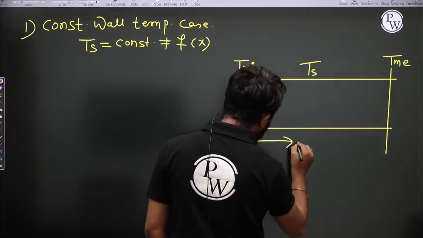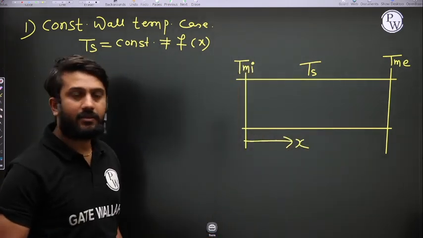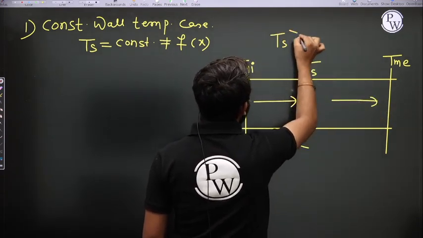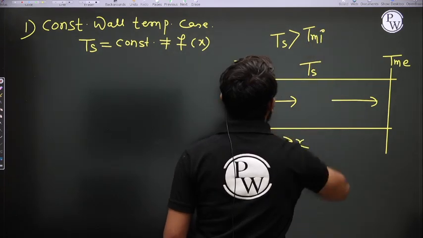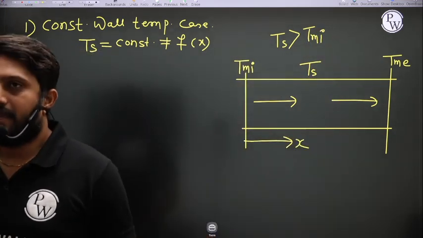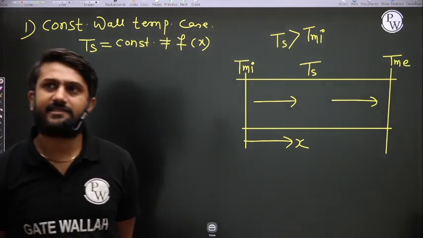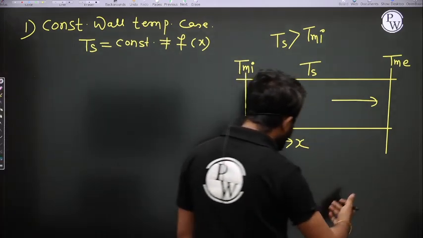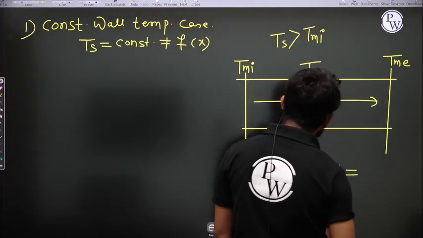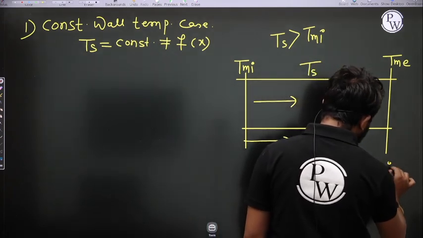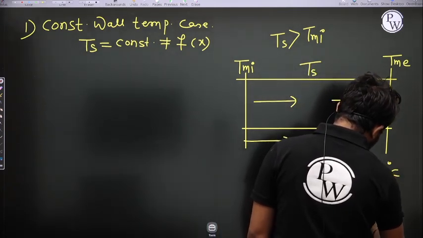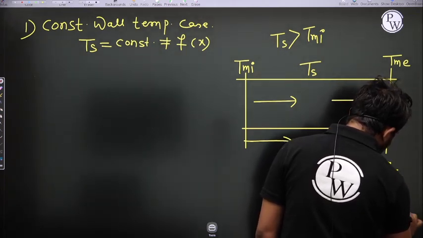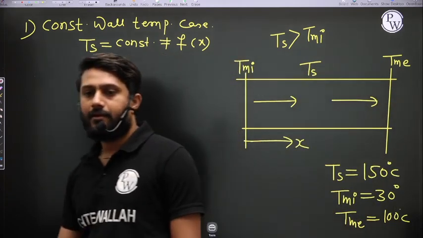See here, this is the x direction, and this is the flow direction. I'm assuming Ts is greater than T_mi. If Ts is greater than T_mi, then heating of the fluid occurs. Let us consider some numerical values, then it is easy to understand. Let us assume Ts is 150 degrees Celsius, T_mi is 30 degrees Celsius, and T_me is 100 degrees Celsius. Now see here, what happened?